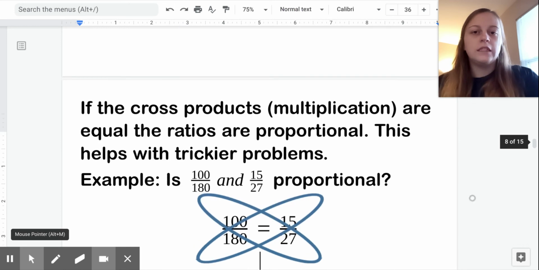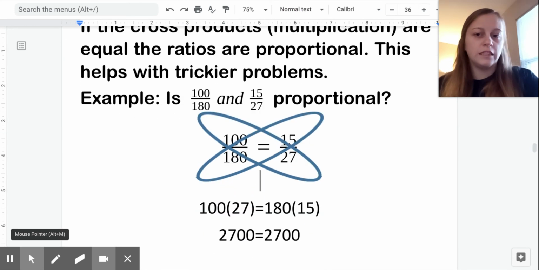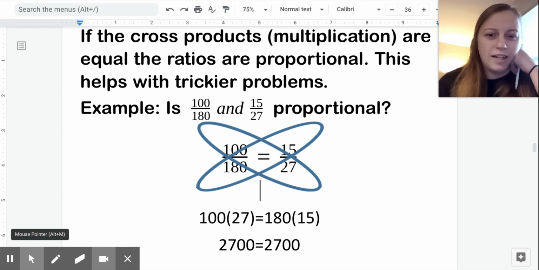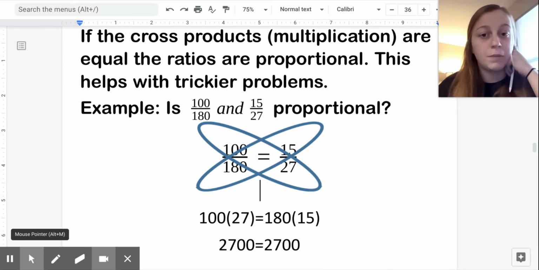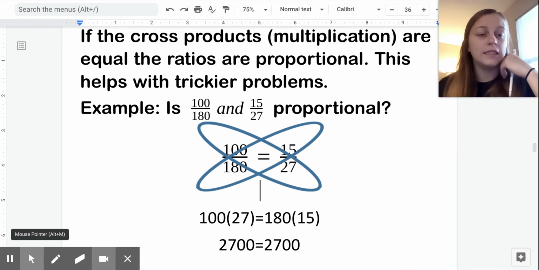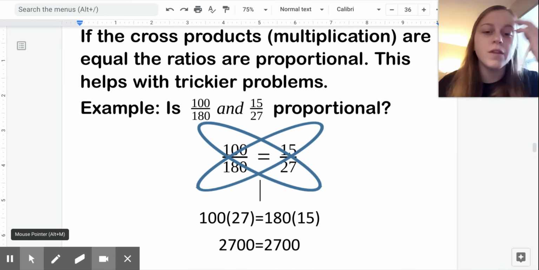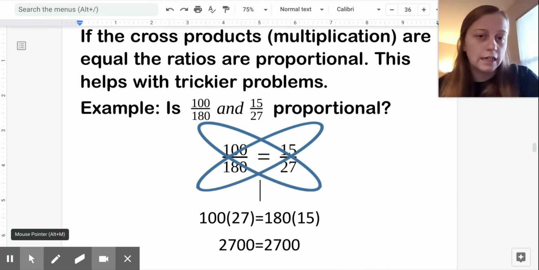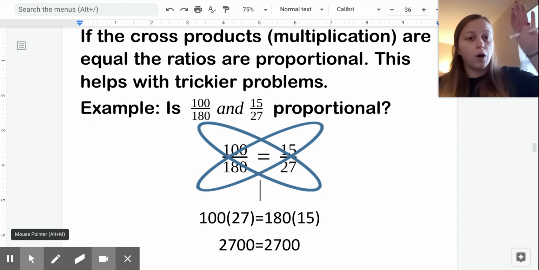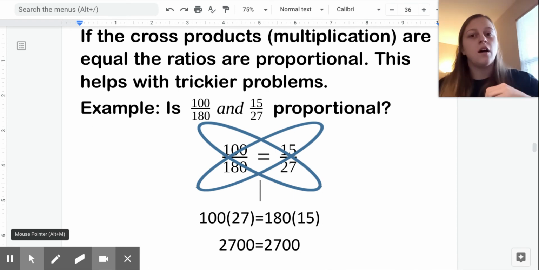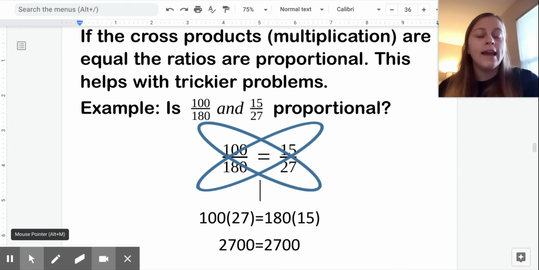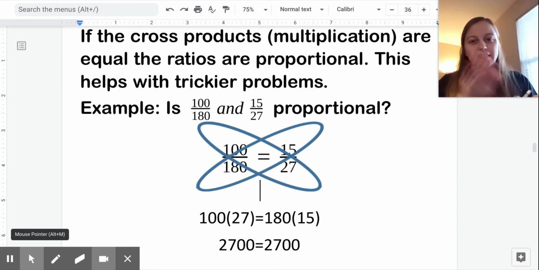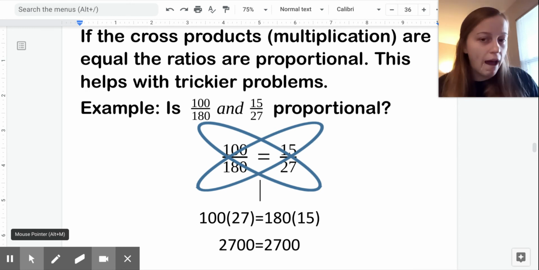All right. Sometimes simplifying fractions is a little bit trickier. For example, simplifying the fraction 100 over 180 could be a little bit trickier because the number is bigger. Simplifying 15/27 also could be a little trickier. So what you can do is use the cross products. Cross products simply means if you multiply on the diagonals, that's called cross products. When you multiply on those diagonals, if you get equal numbers, then they are proportional as well.